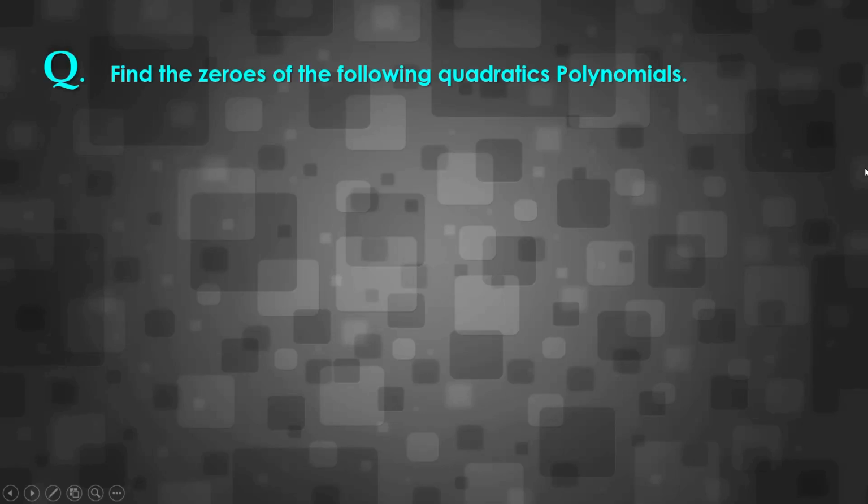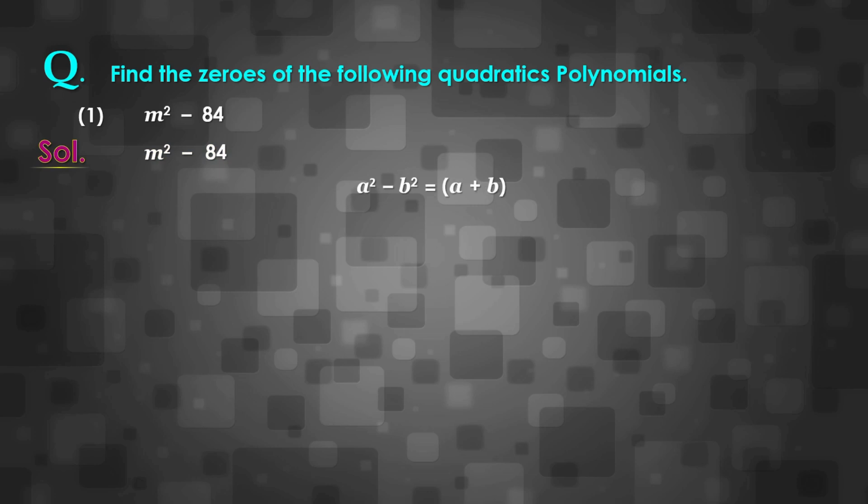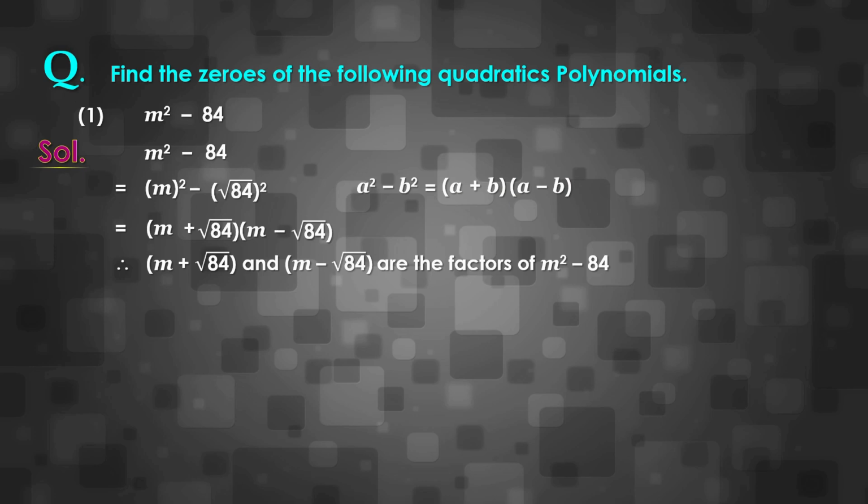Now let us find the zeros of the quadratic polynomial m square minus 84. We observe that this expression is in the form of a square minus b square, which follows the identity a square minus b square equals a plus b multiplied by a minus b. Here, m square minus 84 can be written as m square minus the square of root 84. So, using the identity, we factor it as m plus root 84 multiplied by m minus root 84. This means m plus root 84 and m minus root 84 are the factors of m square minus 84.